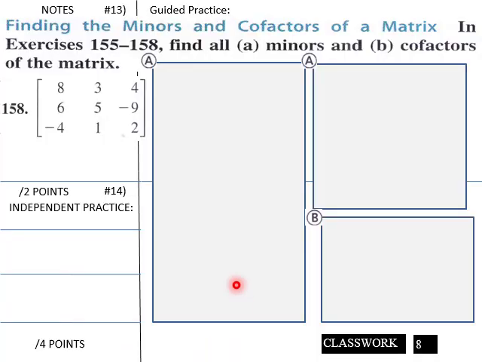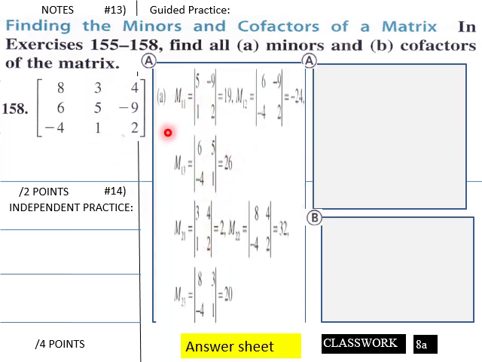Knowing that, we'll go into our guided practice, which says find A, all minors. Our minors will go here, and then B will be our cofactors down there for this matrix. So finding our minors, this will be our minor 1,1. It will be 19, and then the minor of 1,2 will be 6, negative 9, negative 4, and 2 will be negative 24. So 6 and 2, and then negative 4 and 9.